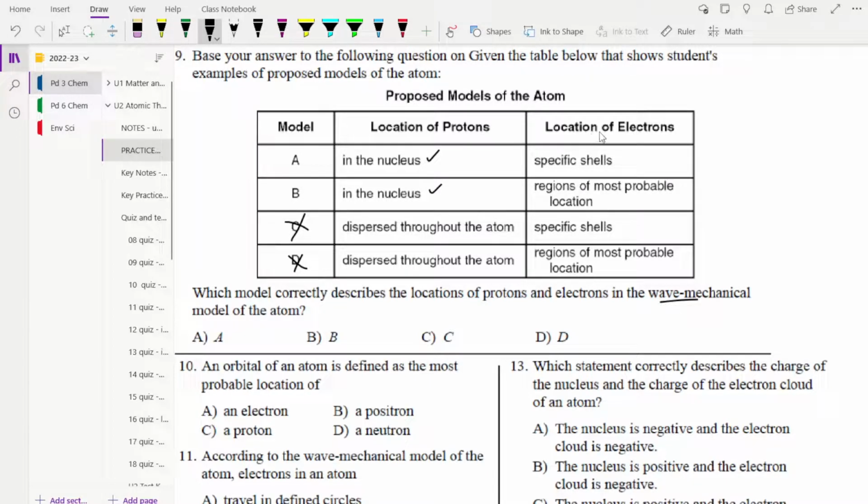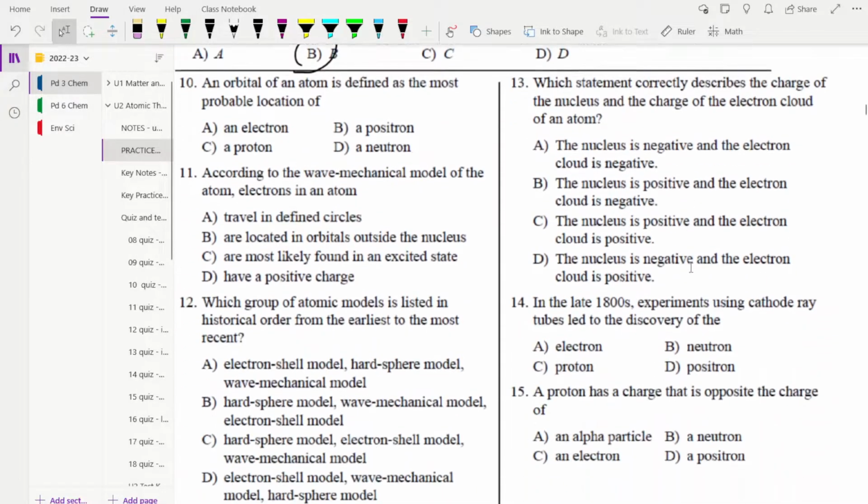All right, let's take a look at this. Electrons, specific shells, that looks right. Probable location. So these two both look correct. This is for Bohr, so not the wave mechanical model. This is for the wave mechanical because it has the word probable. So it's option B. Okay, the rest of the answers for that page, let me just take a look and go through them.